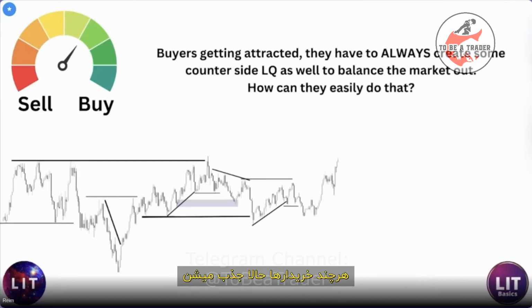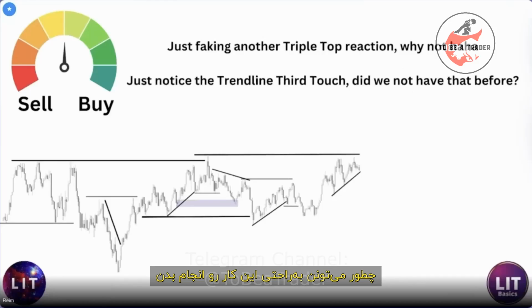Buyers getting attracted now, though. As again, look at this reaction. They always create counter side liquidity to balance the market. Again, now buyers are getting into control. How can they easily create it? They just give you another double top. Really? But also for buyers.